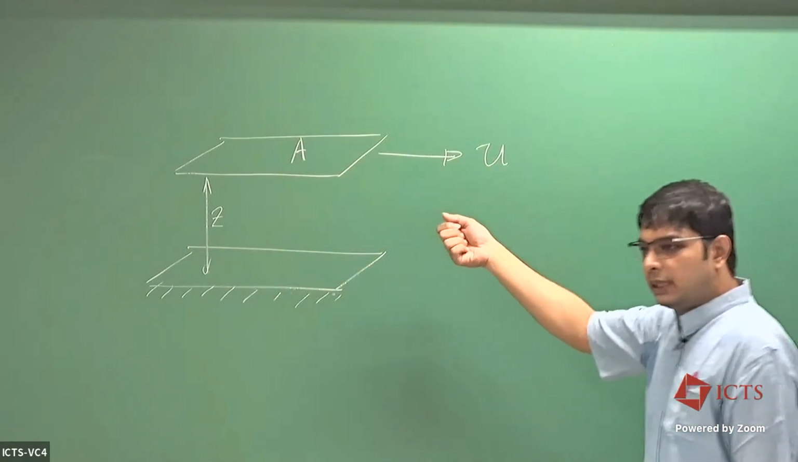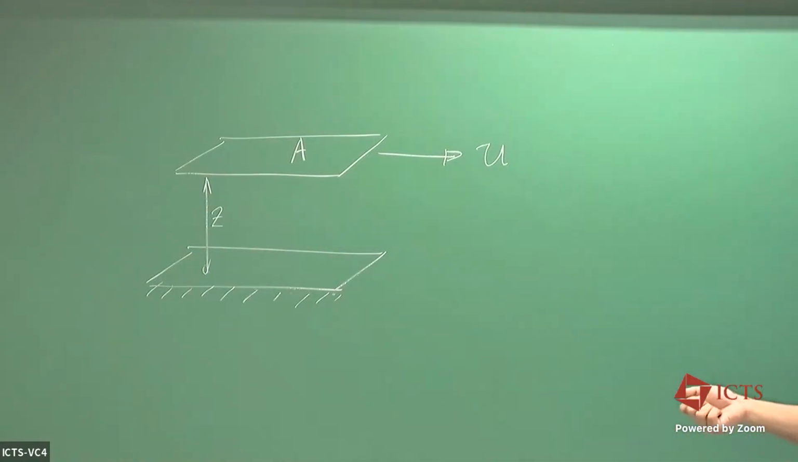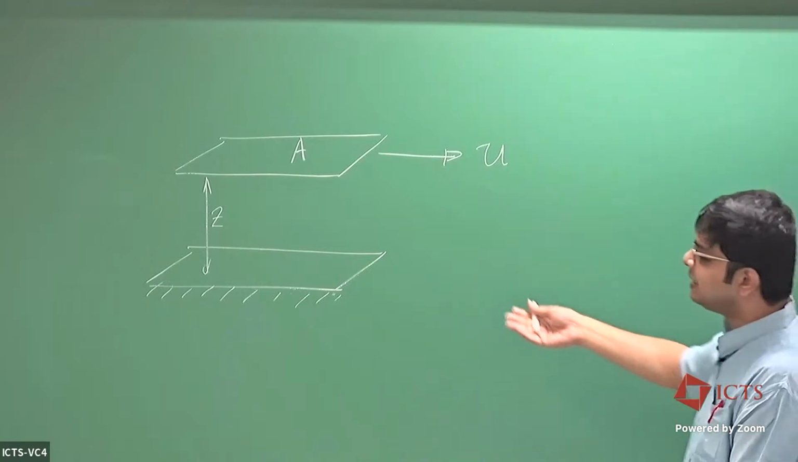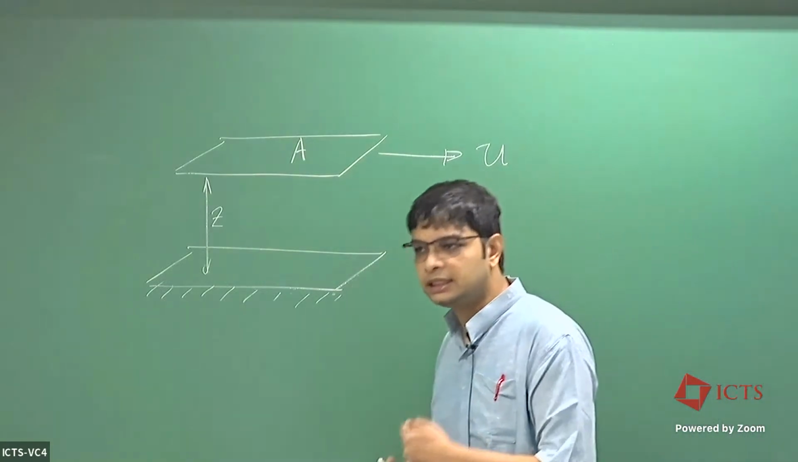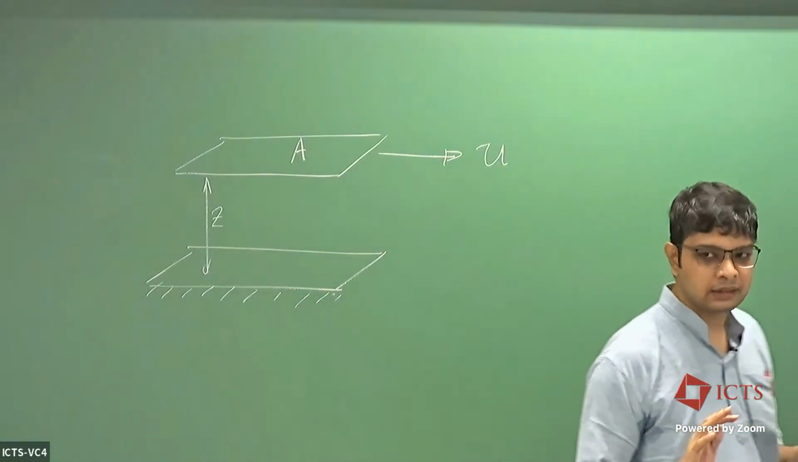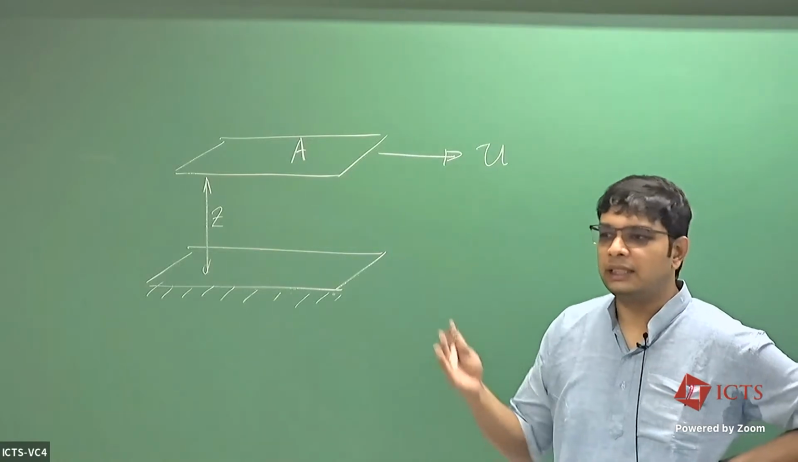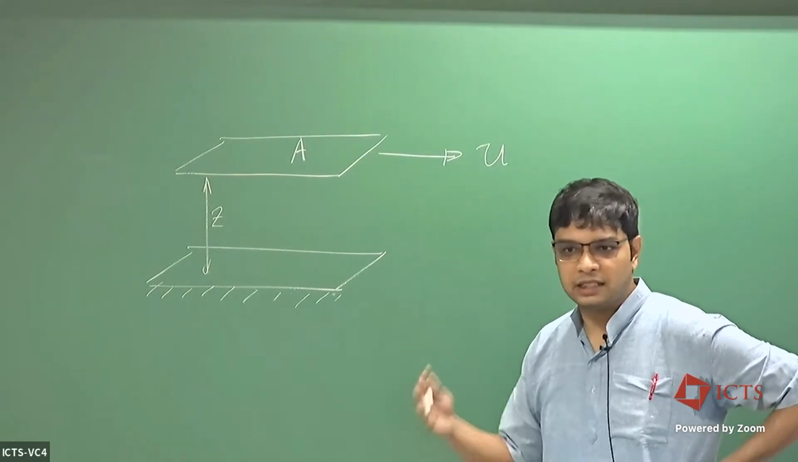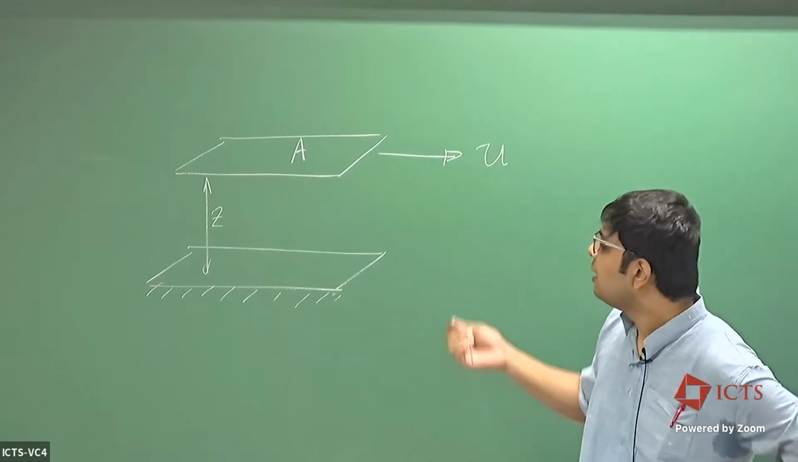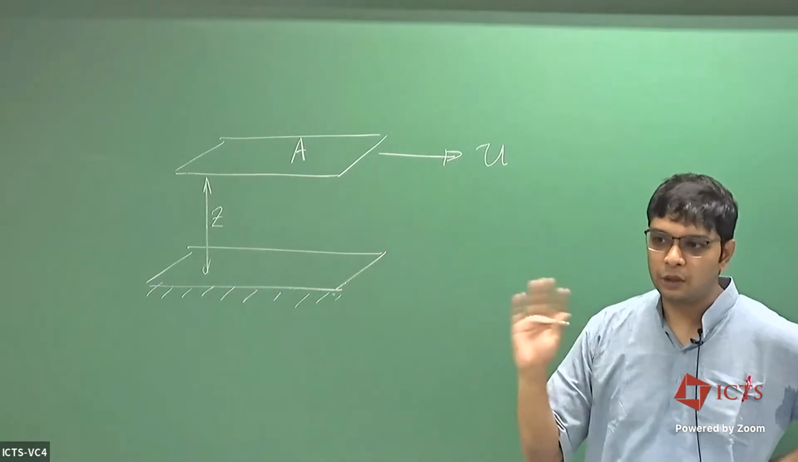If I'm going to pull this, I need to apply a force, right? I need to apply a force because the motion of this plate is going to get resisted by the motion of the fluid. This is something we have an intuitive experience of: we say there is a lot of drag, there is air drag and so on. But this is really the resistance or the friction coming from the fluid.